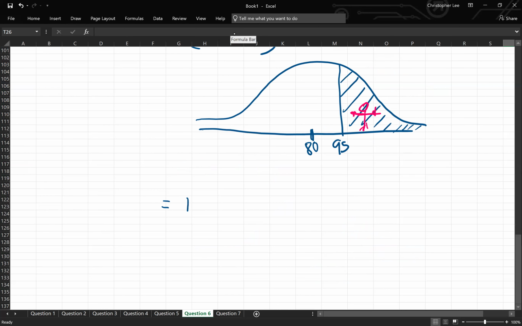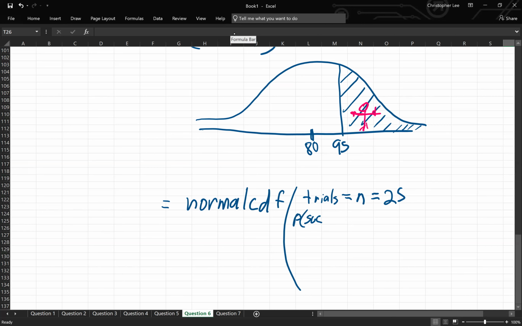So again, I want to do normal CDF. I have my trials, which is my N, which is going to be 25. I have my probability of success, which is same as my P, and that is what again? Wait, what am I talking about? Hold on. Wrong concept. Sorry, wrong concept.